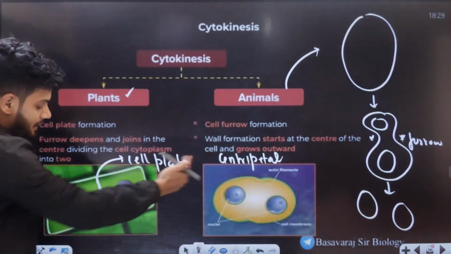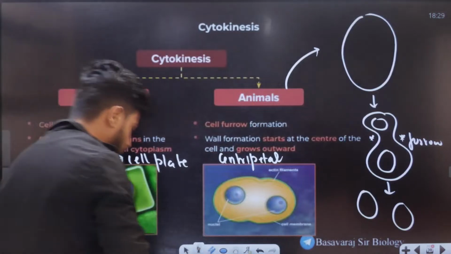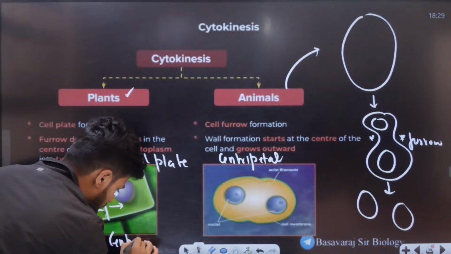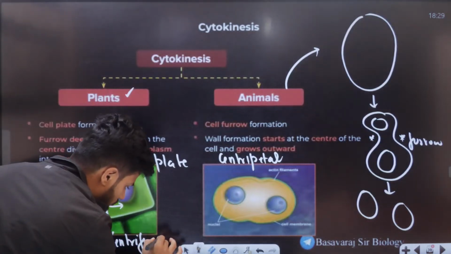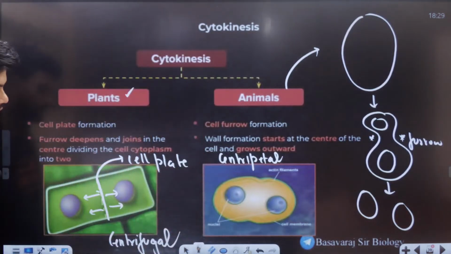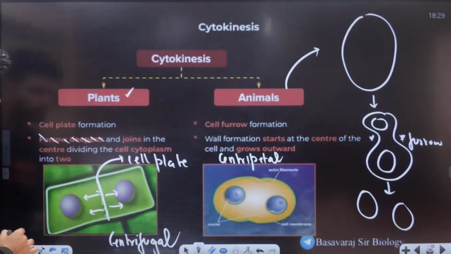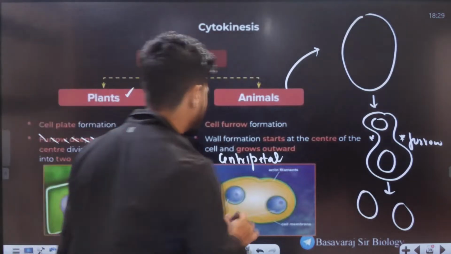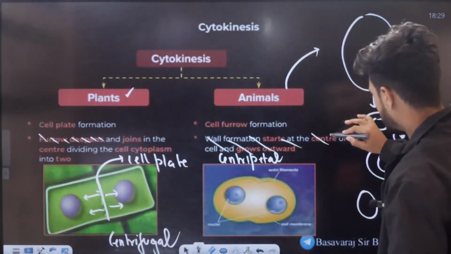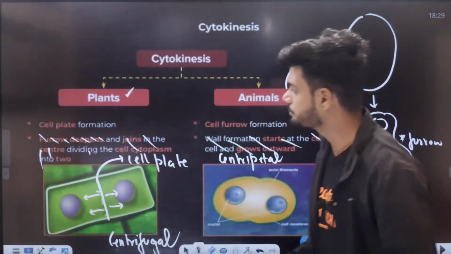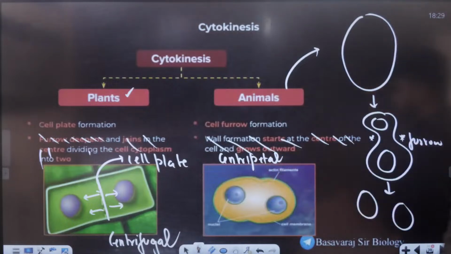And this is centripetal, this is centrifugal in nature. Centrifugal. Not furrow. I think this is reversed, it's written wrongly here. Let's erase this. So cell plate formation is centrifugal, furrow formation is centripetal.